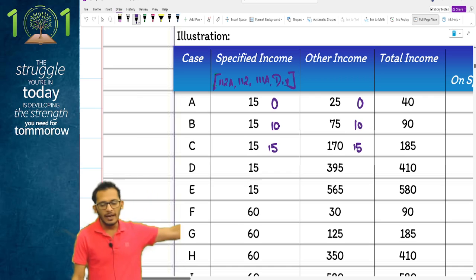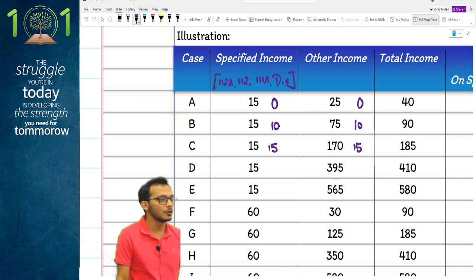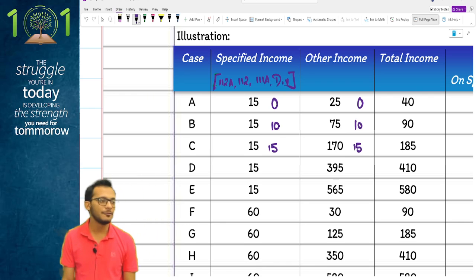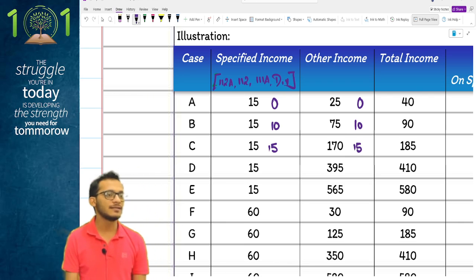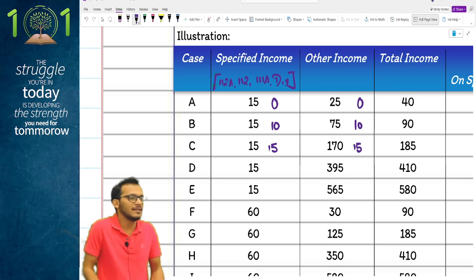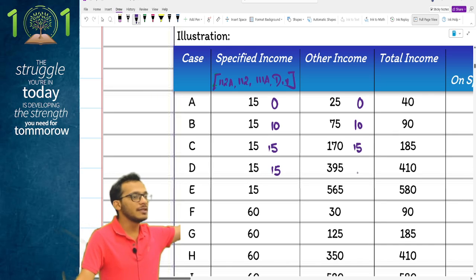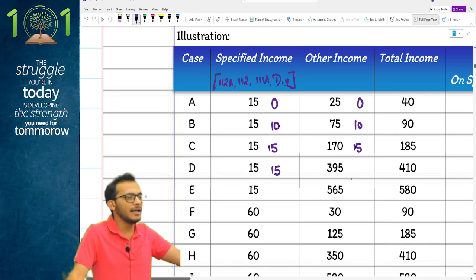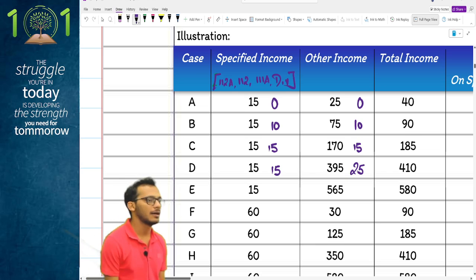Case scenario number 4. My special is 15, my other is 395, my total becomes 410, which means 4 crore 10 lakhs. Income is more than 2 crores, therefore surcharge will enhance. If the surcharge is enhancing, I will split. Special will become 15. Others will become standalone 3 crore 95, which is between 2 to 5. Therefore 25. Correct. People, if you have a doubt, let me know.